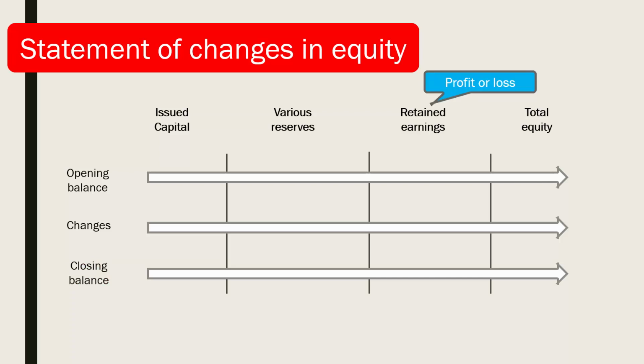Profit or loss from a firm's income statement is transferred to retained earnings. Other comprehensive income goes directly to various reserves. We can see all of these movements, as well as any new share issues, share buybacks and dividends, in our firm's statement of changes in equity.